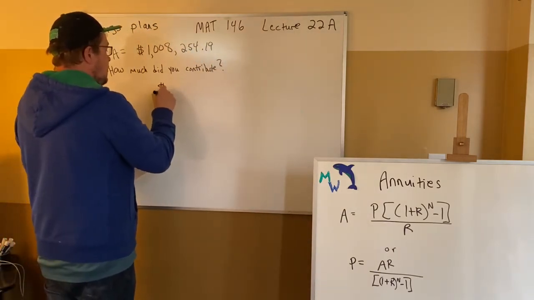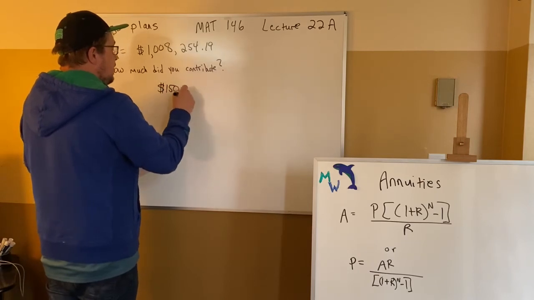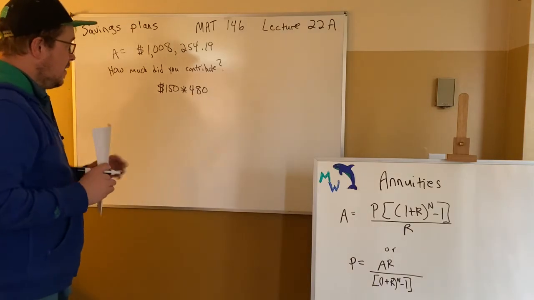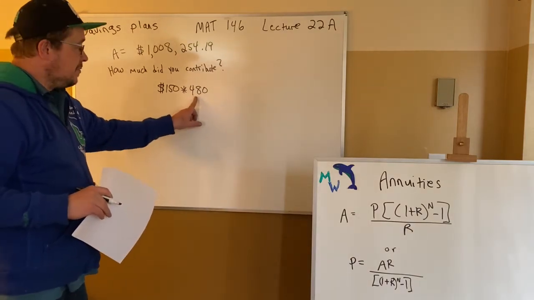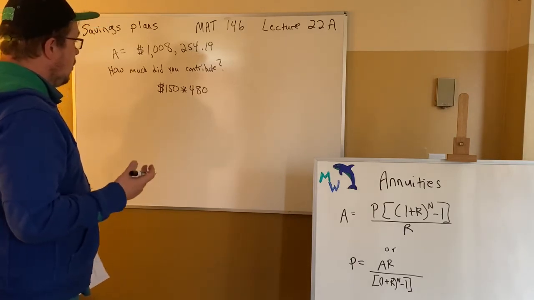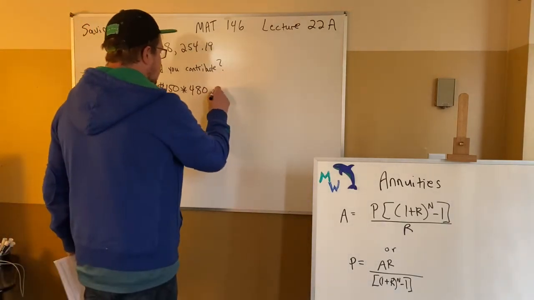So we got $150 times 480. That's times 40 times 12. This is 40 times 12. That's the number of payments that you make. So what we're going to get here is 72,000.